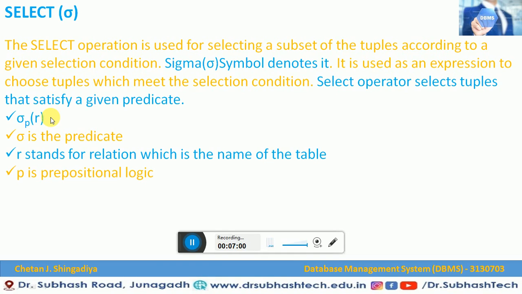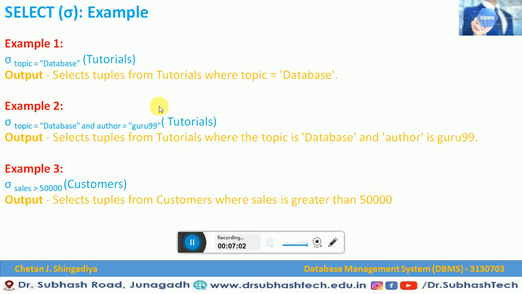Let us see the example also. Now here I have taken three examples. What is the first example? The first example is we would like to select the tuples from the tutorials, which is nothing but our relation, or we can say table name, where topic name is database. This is our query. This is the output that we want.